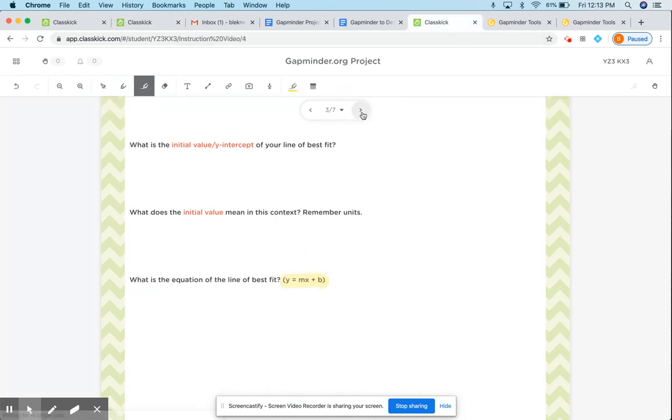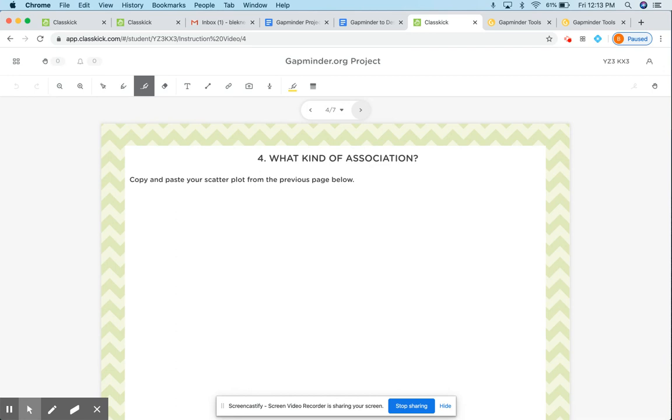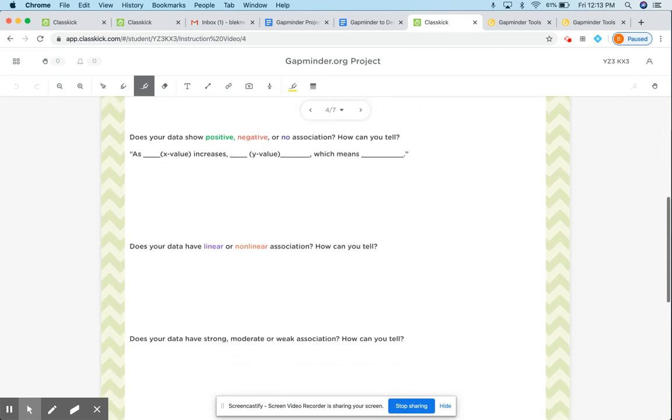Okay, then you're going to start thinking about what kind of association. Again, copy and paste the scatter plots. Again, does your data show positive, negative, or no association? And you can definitely, please do, use this sentence frame to kind of frame your thinking there. Does your data have linear or non-linear association? How can you tell? Does your data have strong, weak, or moderate association? How can you tell?